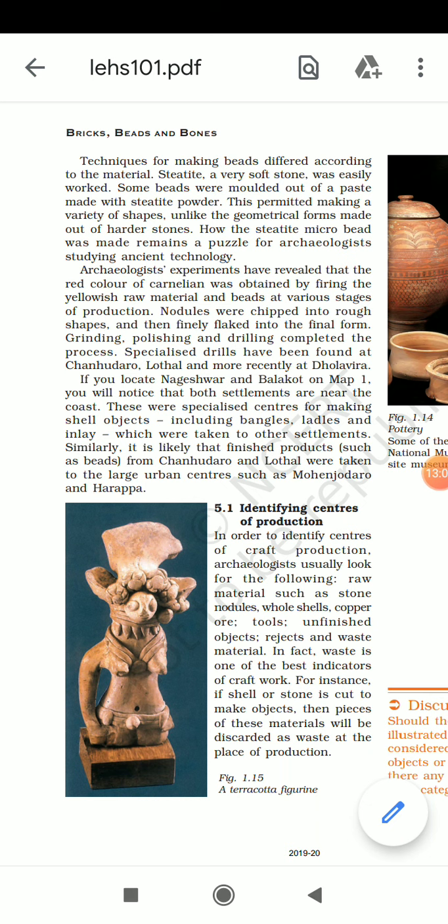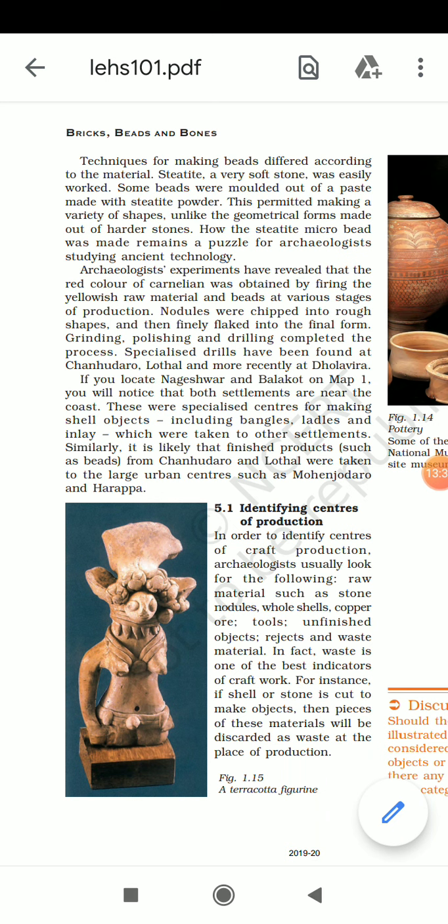You can imagine that a very micro thing like a bead, how difficult it is to make one bead. What kind of process from raw material up to the final stage of a bead, how many processes does it pass through? Grinding, polishing, and drilling. Okay? Grinding, polishing, and drilling completed the process.